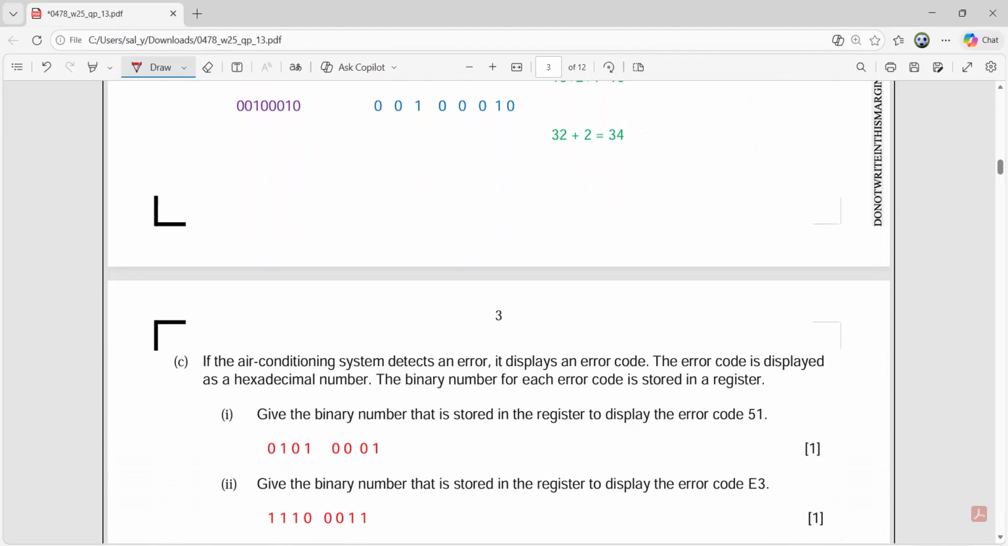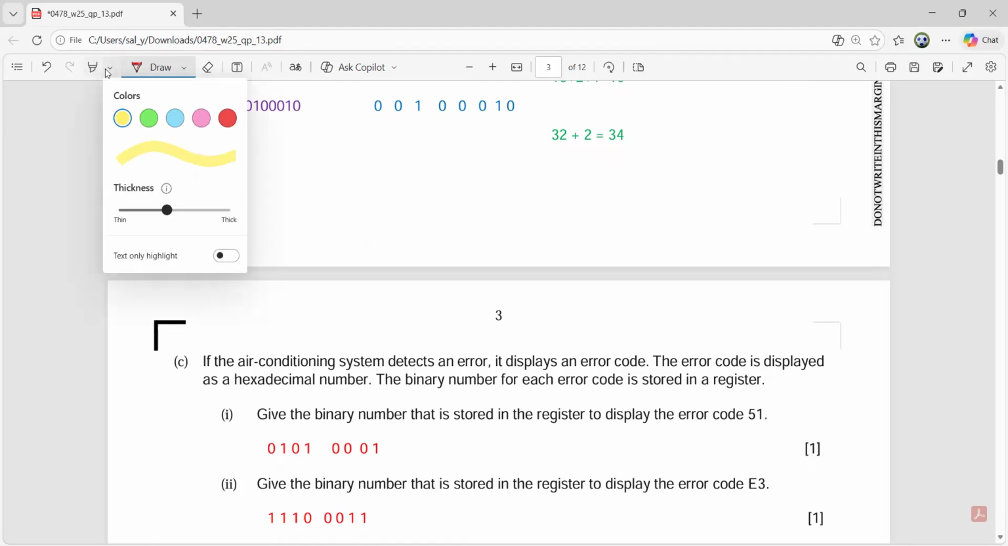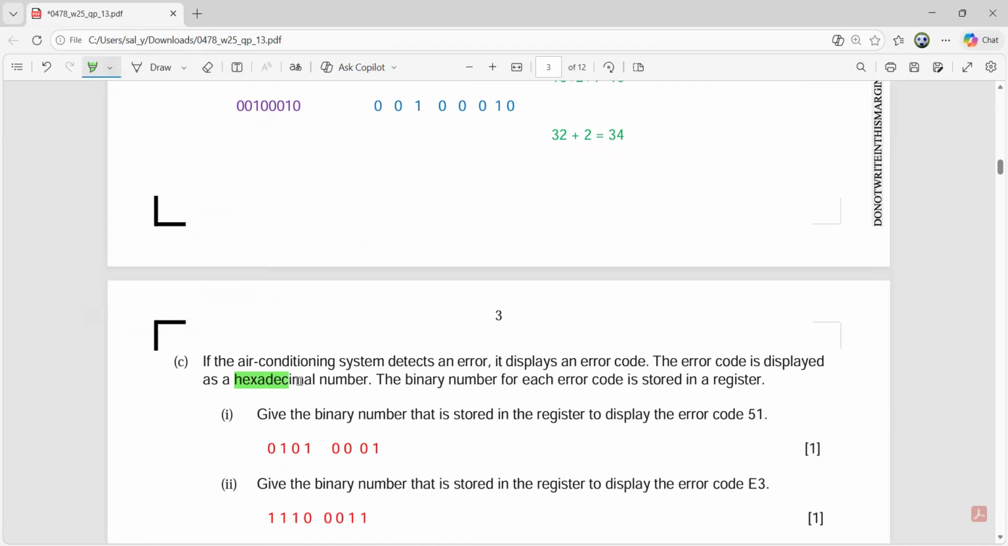Part C. If the air conditioning system detects an error, it displays an error code. The error code is displayed as a hexadecimal number. The binary number for each code is stored in a register. Give the binary number that is stored in the register to display the error code 51. Again, just be very cautious. Whenever you are getting such questions, always highlight. You can see for yourself, it's basically a hex value. So highlight the hex value. And you have to find the equivalent binary values. It's simply a question that deals with hexadecimal to binary conversion. And this is not 51, this is hex 51.